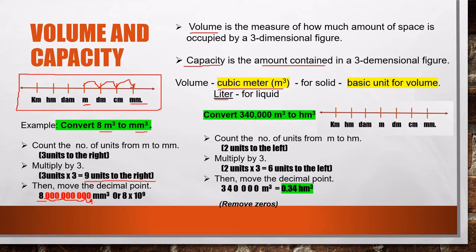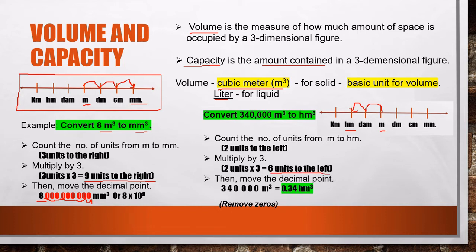Another example is convert 340,000 cubic meter to cubic hectometer. So count the number of units from meter to hectometer. So starting from meter, count 1, 2. So there are 2 units to the left. Multiplied by 3 is 6 units to the left.